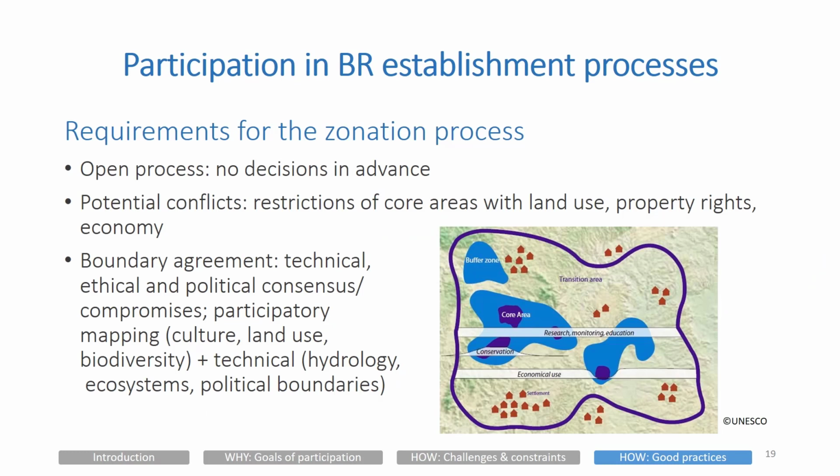As mentioned above, the zonation process needs special attention. In order not to alienate any interest group, possible scenarios for the future management of the BR should not be fixed in advance. Awareness among the BR initiatives is required about arising conflicts regarding the restrictions of core areas and land use, local property rights, and commercial interests. The agreement on the boundaries of the BR and the zones is driven by technical, ethical, and political consensus or compromises. It is important that the participatory mapping of culture, land use, and biodiversity is linked to the technical mapping of hydrology, ecosystems, and political boundaries. It may take several workshops and iterations with the different interest groups and target groups.